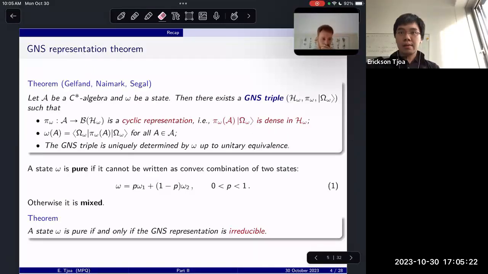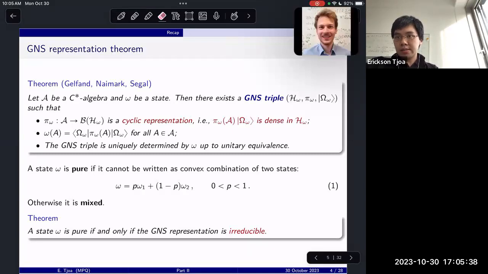Let me recap the statement of the GNS representation theorem. The statement looks technical, but it really says that if I give you an algebra and also a state, you can always reconstruct a Hilbert space representation where the state is represented as a cyclic vector. Expectation values look like expectation values, and this representation is unique up to unitary equivalence. And the purity of the state is really connected to the notion of reducibility of the representation.